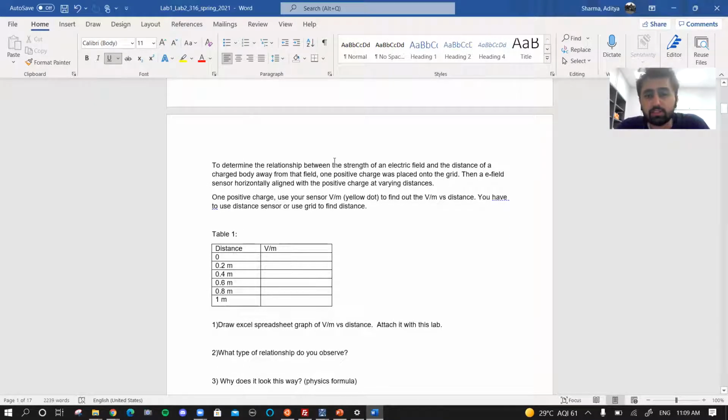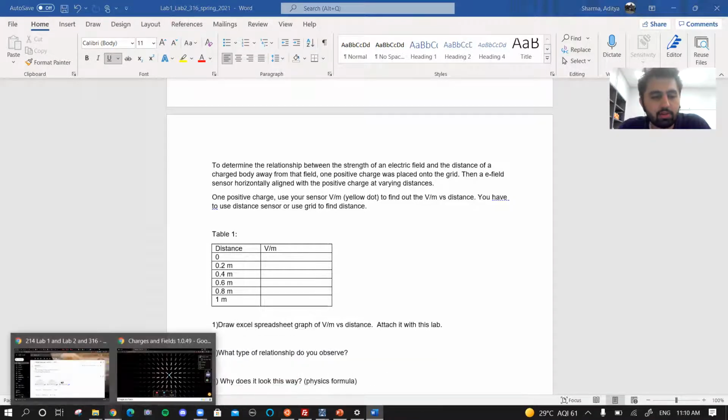To determine the relation between strength of the electric field and distance of a charged body away from the electric field, one positive charge was placed onto the grid. So you do that, then an electric field sensor horizontally aligned with a positive charge at varying distances. Okay, so different distances. Here you can see 0, 0.2 meters, 0.4 meters, and so on.